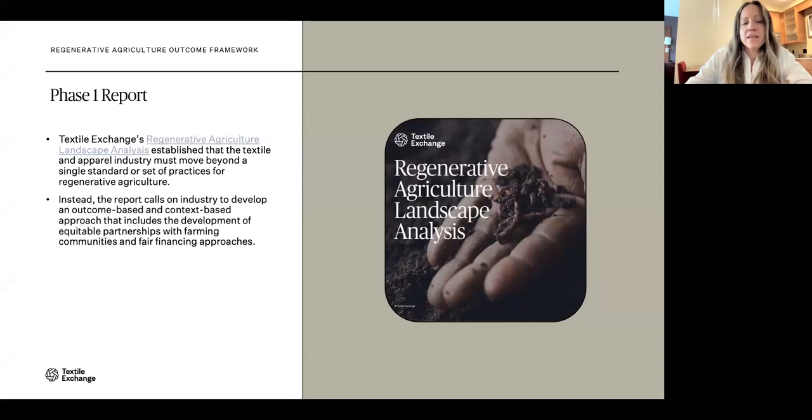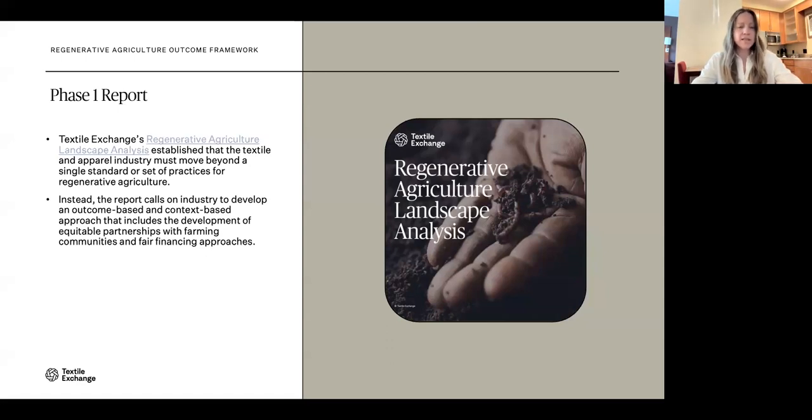One of the main things that came out of that report, or one of the key questions that we got on that report, was around our definition of outcome based. So really needing clarity as an industry on what we mean when we say that a regenerative agriculture program is outcome based. And so that's really where this work originated, as a next phase following on to this initial Regenerative Agriculture Landscape Analysis report.